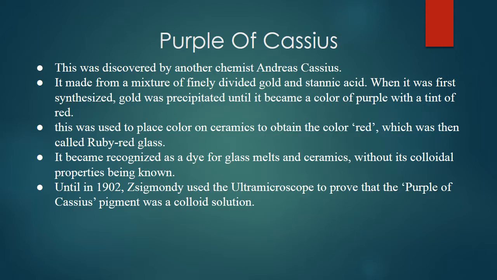Part of Zsigmondy's research also focused on the purple of Cassius. This was discovered by another chemist named Andreas Cassius. It was made from a mixture of finely divided gold and stannic acid. When it was first synthesized, gold was precipitated until it became a color of purple with a tint of red. This was then used to place color on ceramic to obtain the color red, which was then called ruby red glass. It became recognized as a dye for glass melts in ceramic without its colloidal properties being known, until in 1902 when Zsigmondy used the ultramicroscope to prove that the purple of Cassius pigment was actually a colloidal solution.